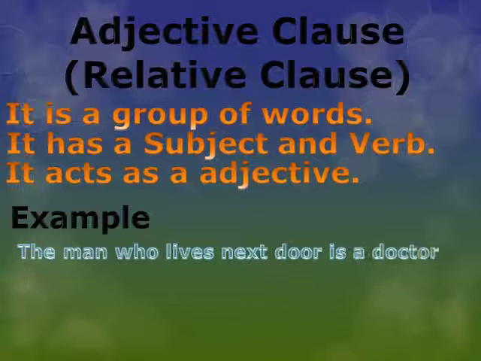The man who lives next door is a doctor. Now it is a sentence over here. The man who lives next door is a doctor. Now let us see here, "who lives next door". Now it is a group of words. Yes, if we see, there is a subject and verb combination in it.